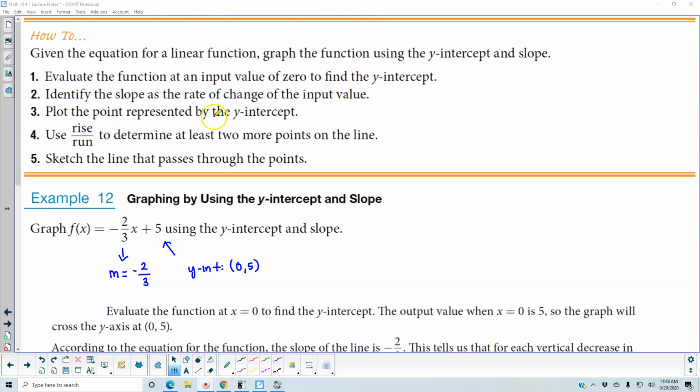Step 3, plot the point represented by the y-intercept. Step 4, use rise over run to determine at least 2 more points on the line. And number 5, sketch the line that passes through the points.